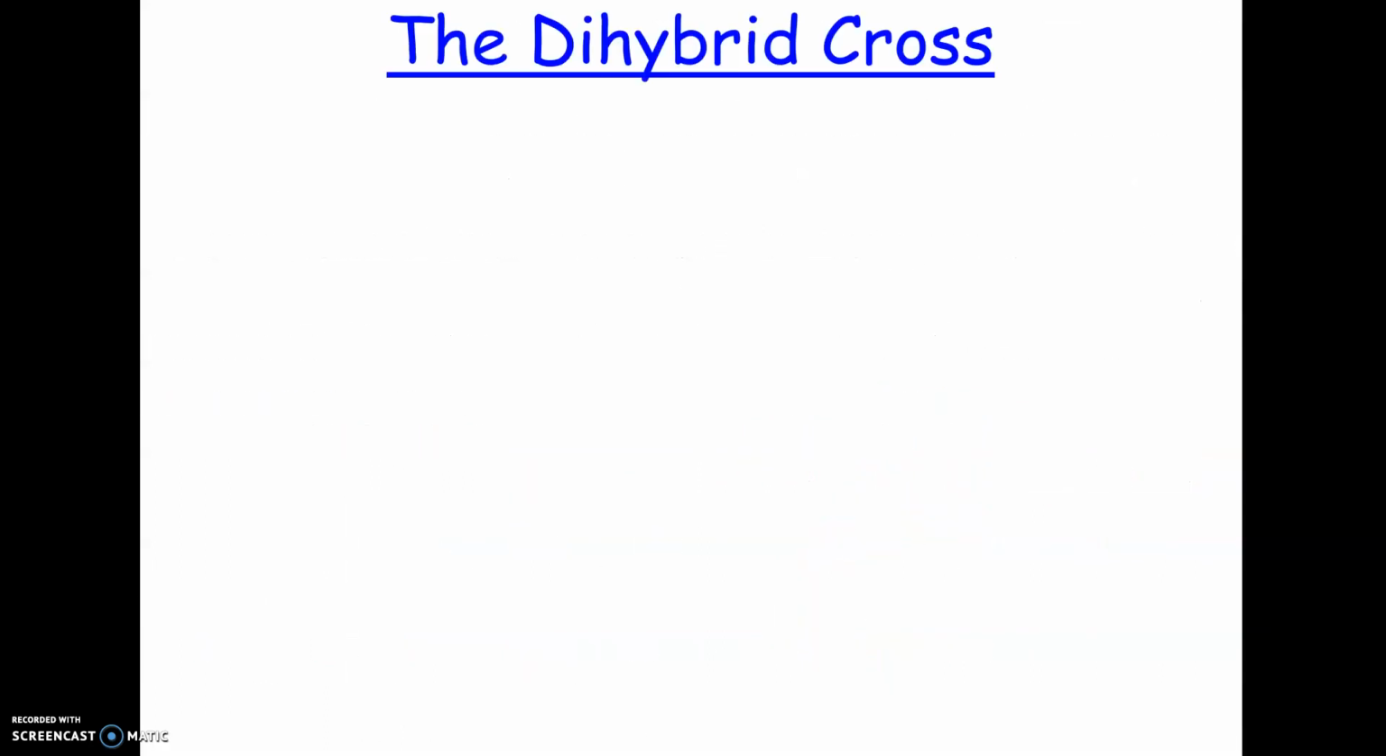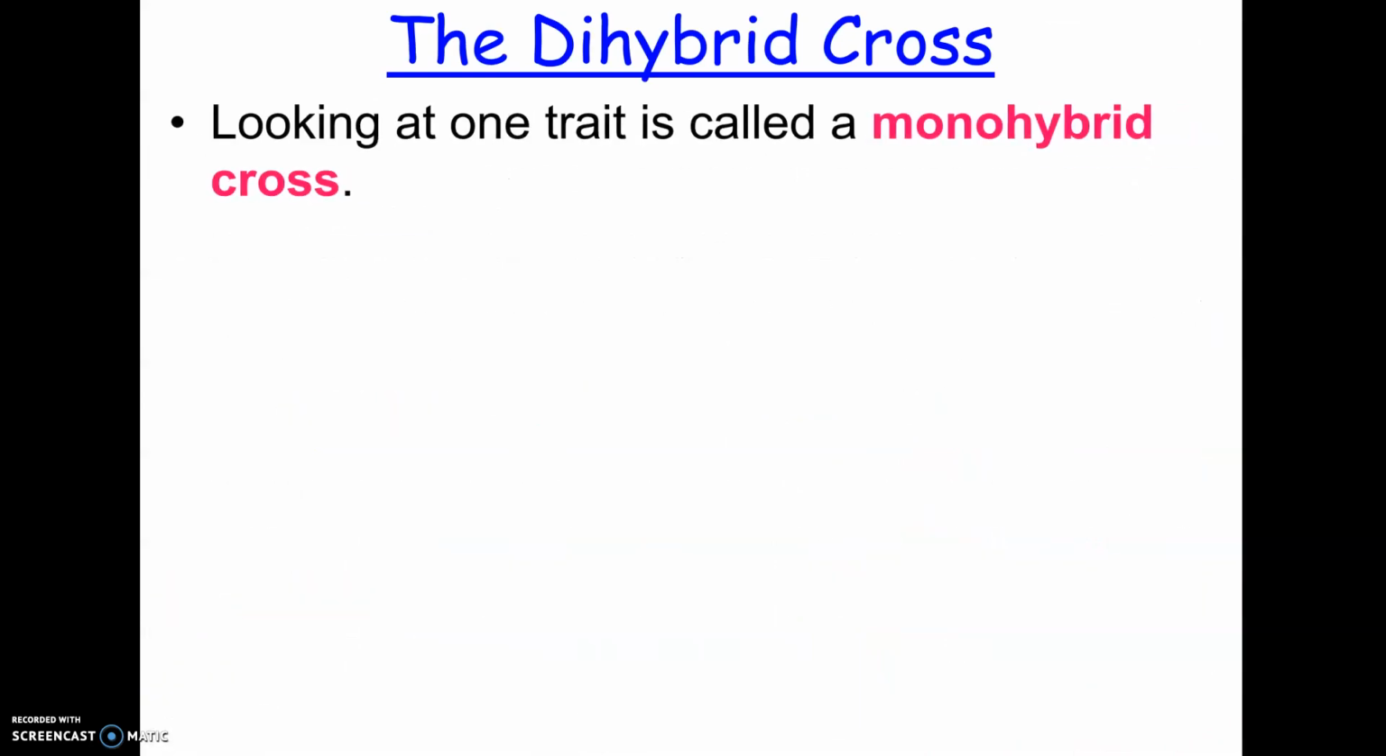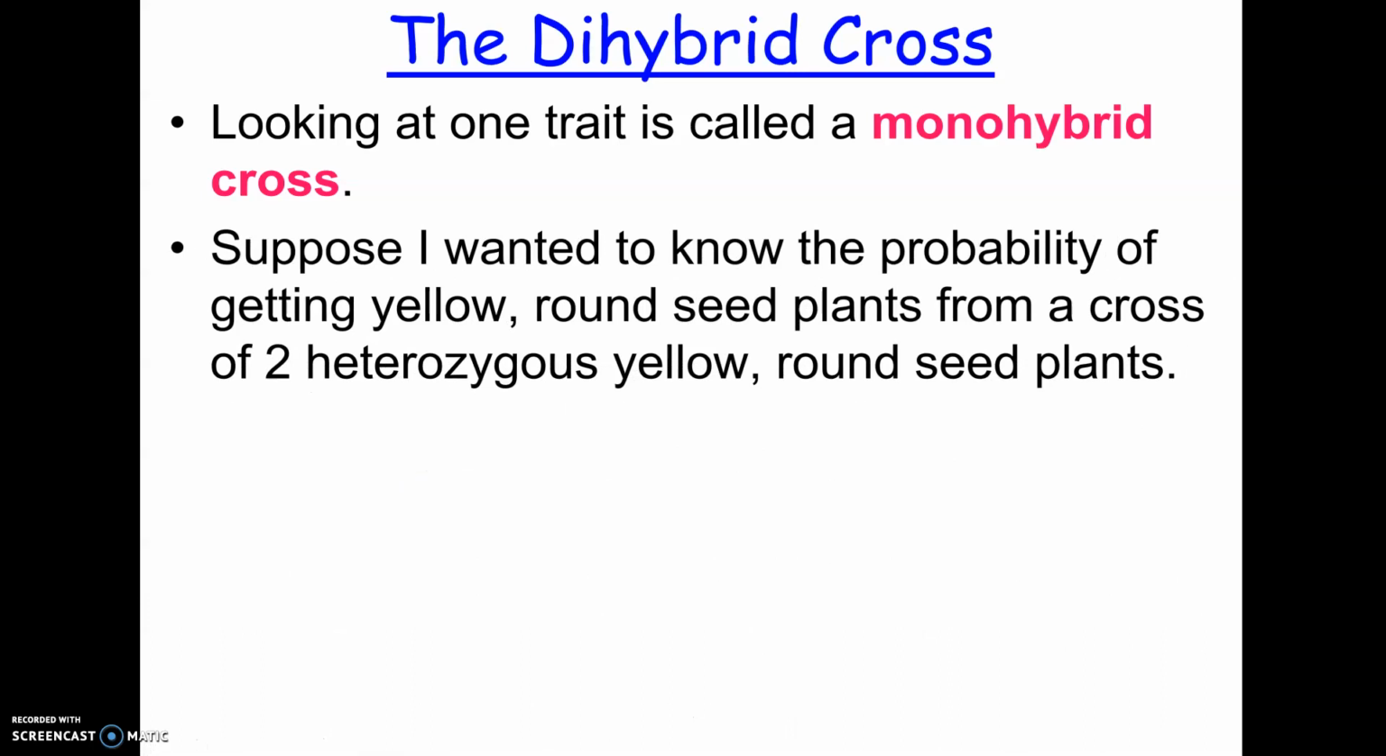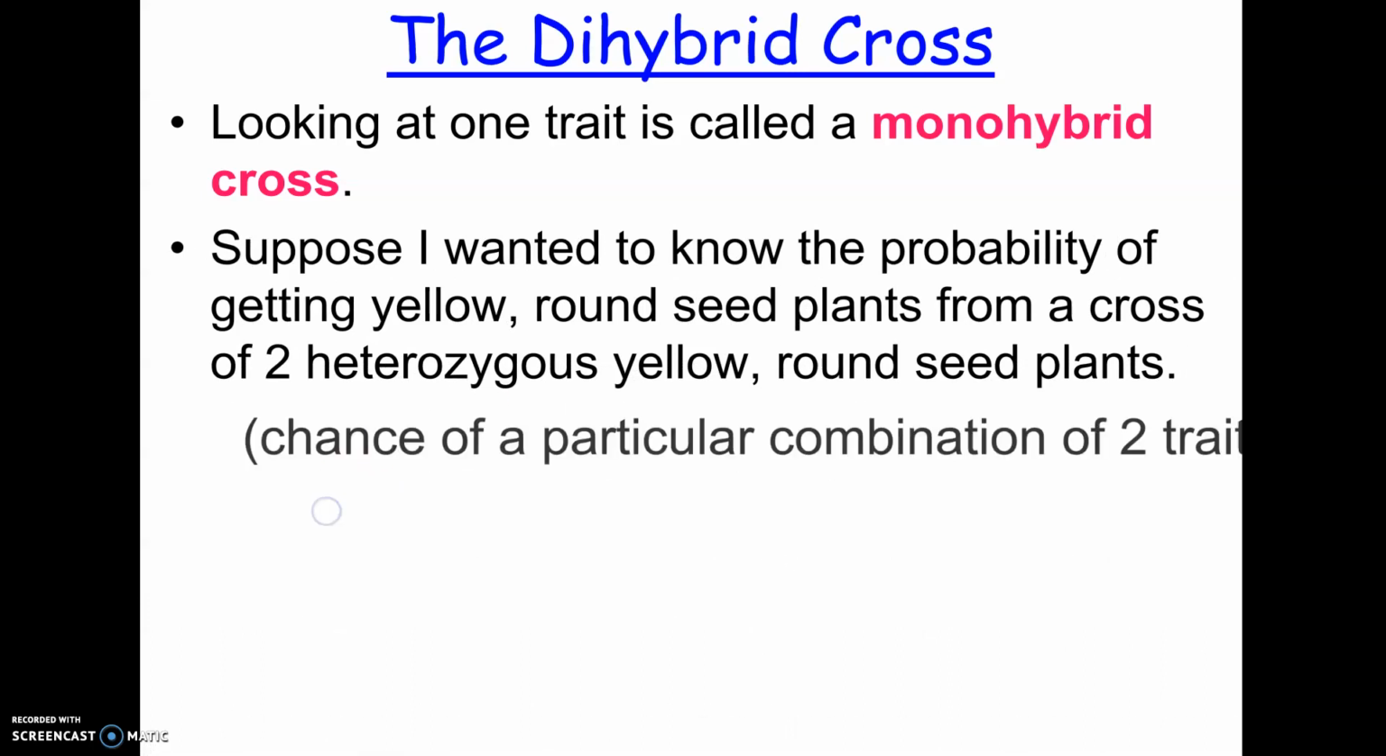Okay, so what I really wanted to talk about today is what's called a dihybrid cross. A monohybrid cross is what we've been doing, where you're just looking at one trait at a time. What are the chances of tall versus short? What are the chances of black versus white? But it's a very common scenario that they want to know the chances of 2 traits at one time.